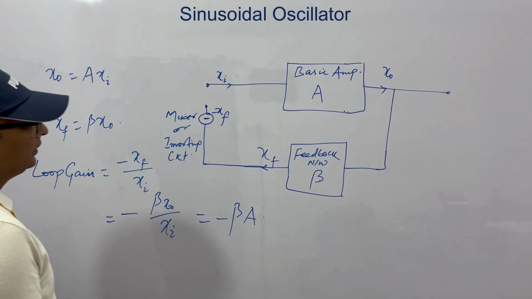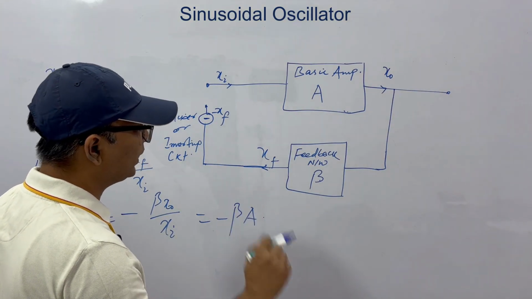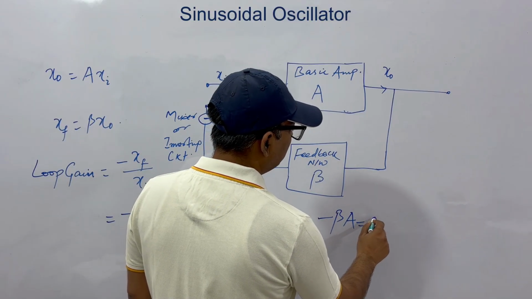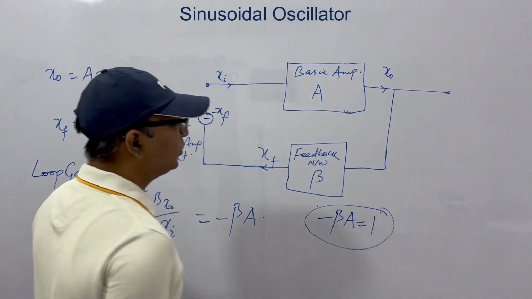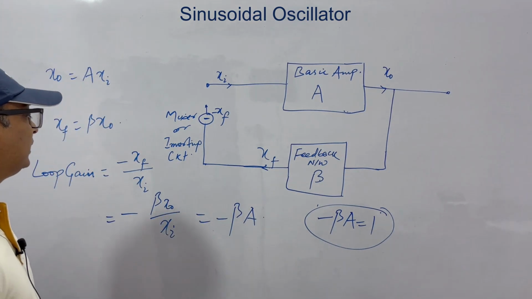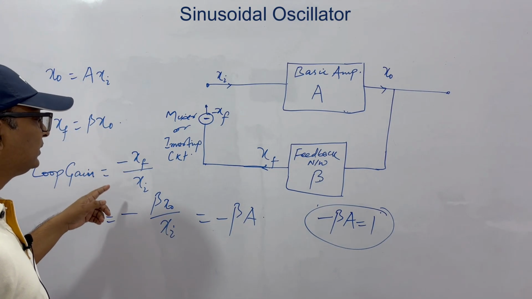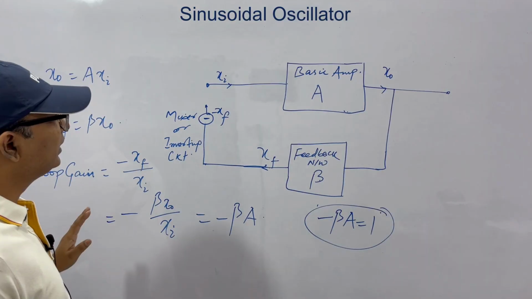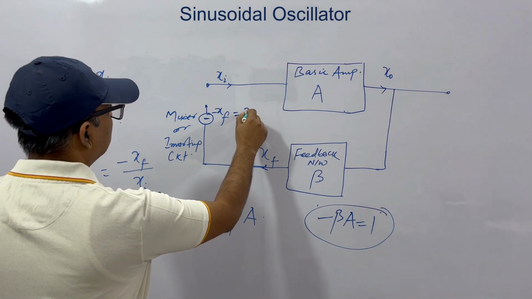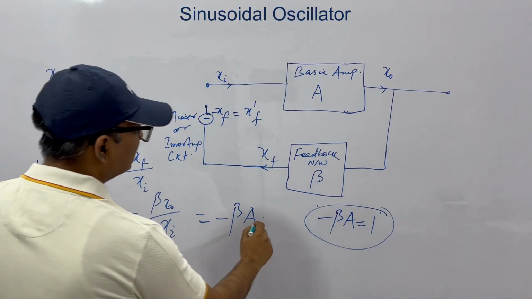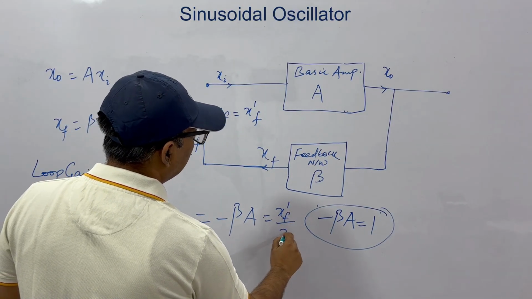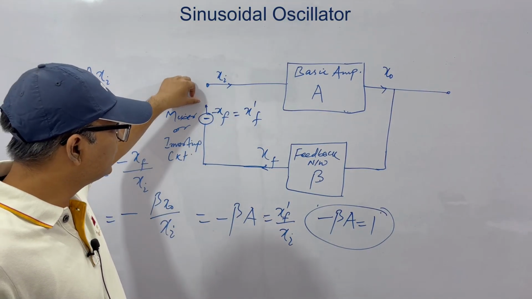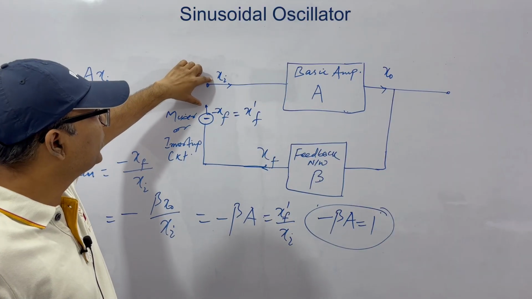Now, let's say this minus beta A becomes 1. The question is, what if minus beta into A is equal to 1? When minus beta A is equal to 1, it means your minus XF is equal to Xi. That is, this output is equal to this. Clear? Let's say this is X dash F. So you can write this as X dash F by Xi. So when this becomes 1, it means this output is equal to input. That is, this becomes this.